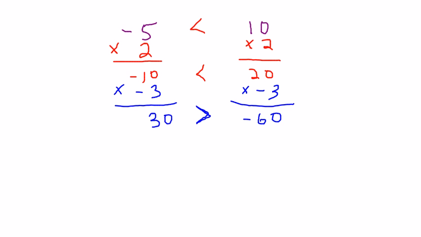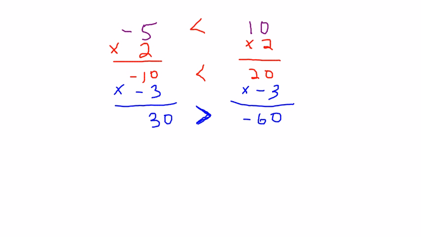Alright, so what I want you to notice here, to recognize, is that when I multiplied both sides of my inequality by a negative number, right, I multiplied both sides by negative 3, my inequality sign flipped, right? It changed from less than to a greater than. And that will hold true whenever you're solving an inequality and you multiply both sides by a negative number. Whenever you multiply both sides by a negative number, your inequality sign will flip.